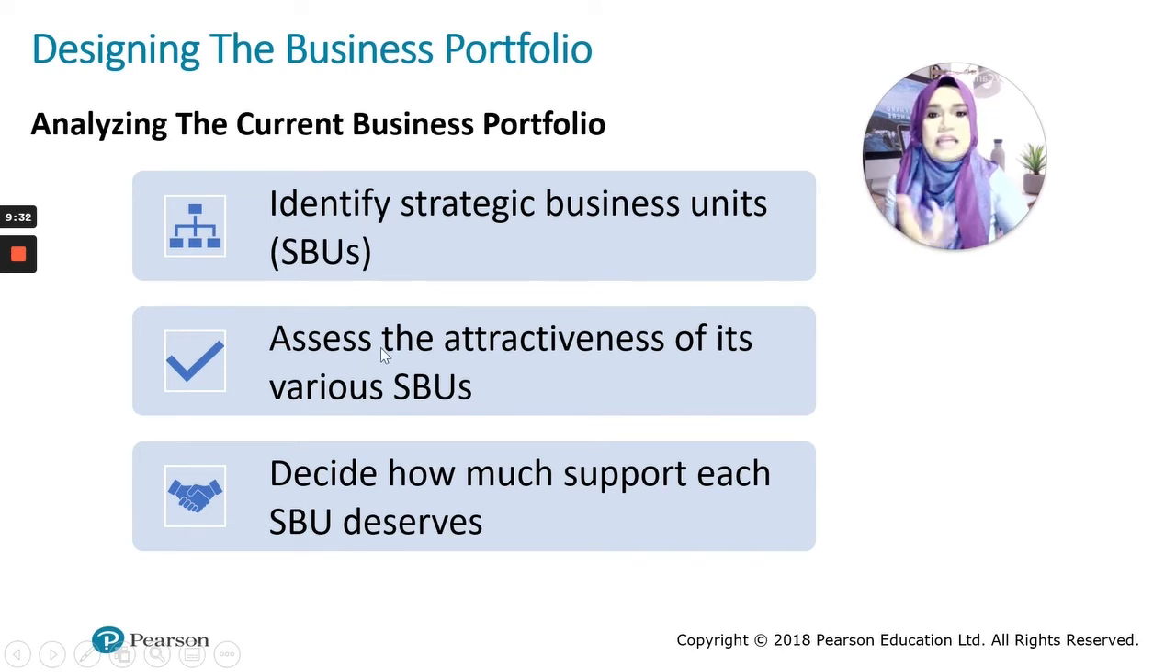Secondly, you need to assess the attractiveness of its various SBUs. In assessing this attractiveness, you need to know whether this particular SBU is going to be profitable for your company or not, whether it will be sustainable or not, or whether it would be incurring more costs to your company. That is how you assess how attractive an SBU is. And then you decide how much support each SBU deserves.